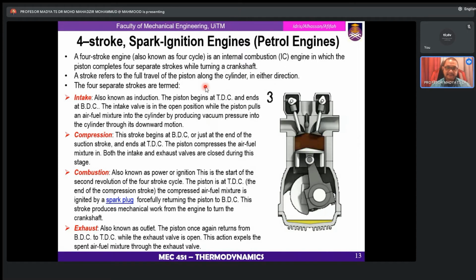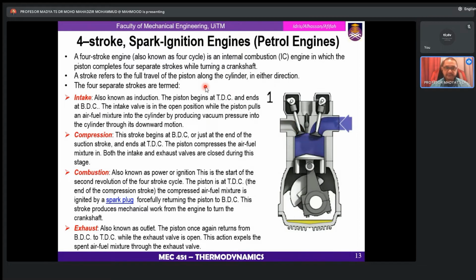This is the process of how the premixed gases flow into the combustion chamber through the intake stroke.